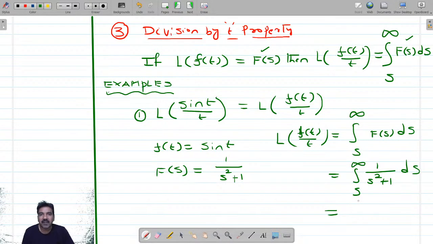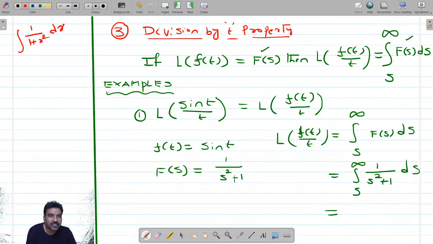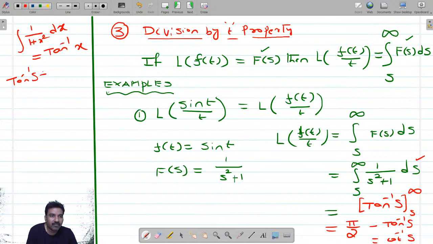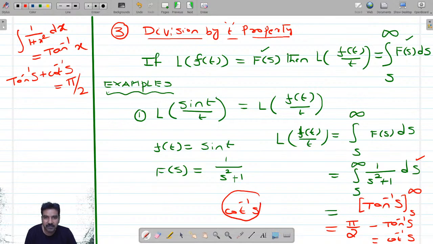What is integral 1 by 1 plus x square dx? Integral 1 by 1 plus x square dx is tan inverse x. Here, in place of x we have s. Integration is also with respect to s. So this is tan inverse s. Apply the limits. Tan inverse infinity is pi by 2. In place of s, write s in the lower limit. So pi by 2 minus tan inverse s. You can keep it like this, or I can write it as cot inverse s, because tan inverse s plus cot inverse s equals pi by 2. We have a ready-made formula. So in this case my answer is cot inverse s. So Laplace of sin t by t is going to be cot inverse s.